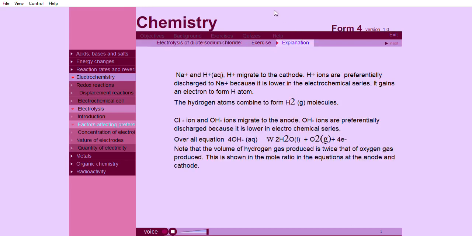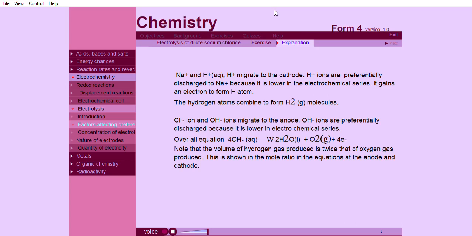Sodium and hydrogen ions in aqueous solution migrate to the cathode. Hydrogen ions are preferentially discharged to sodium ions because it is lower in the electrochemical series. It gains an electron to form hydrogen atom. The hydrogen atoms combine to form hydrogen molecules. Chloride ions and hydroxide ions migrate to the anode. Hydroxide ions are preferentially discharged because it is lower in the electrochemical series.